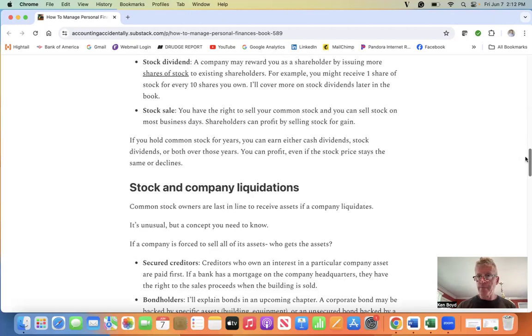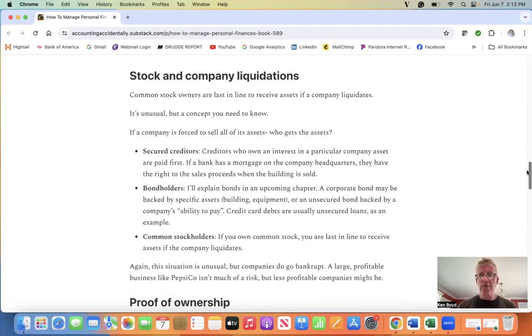It's important to know: stock and company liquidations. Common stockholders are last in line to receive assets if a company liquidates. Now, that's unusual, but it's a topic you need to know. If a company is forced to sell all of its assets, who gets the money when they sell all the assets? Secured creditors. Creditors who own an interest in a particular company asset are paid first.